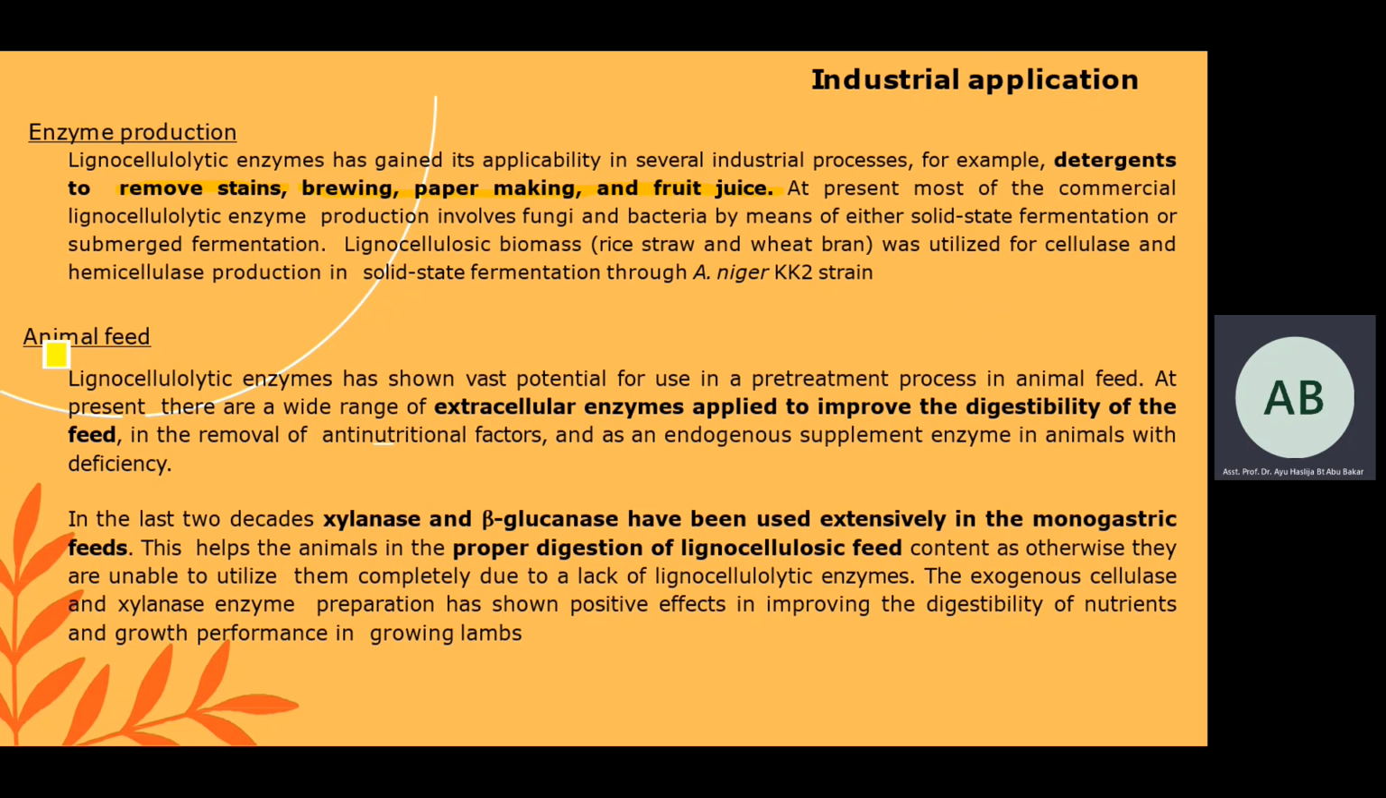Okay, for animal feed, the lignocellulosic enzyme is applicable in a pre-treatment process in animal feed. Okay, they use the lignocellulosic enzyme to pre-treat the animal feed, the grass, perhaps their feed, before the animal consumes. Okay, to improve the digestibility of the feed. Once the animal digests, it improves the digestibility process in their stomach.